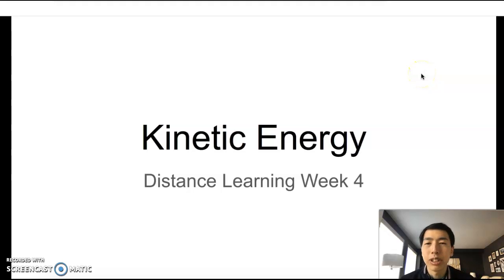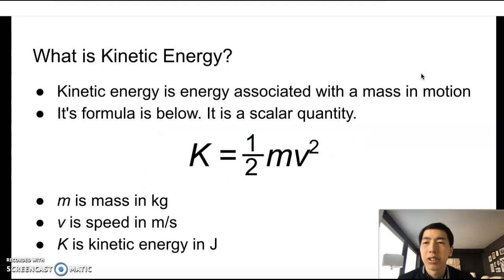We're going to end off this week by talking about one specific kind of energy called kinetic energy. So here's the definition for kinetic energy. It is the energy associated with a mass in motion. So if you have any object that's got some kind of mass and it's moving, then it has kinetic energy. The formula for it is shown here.